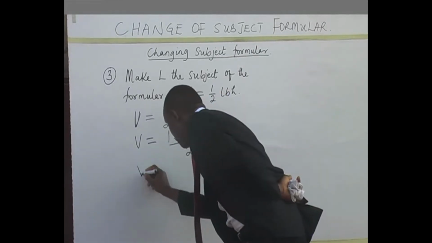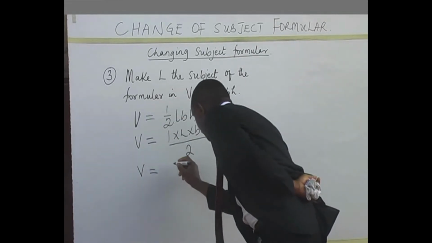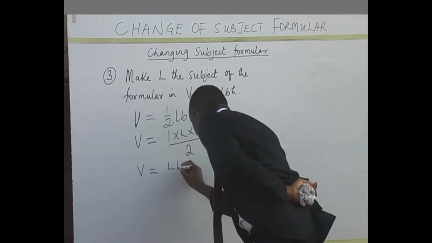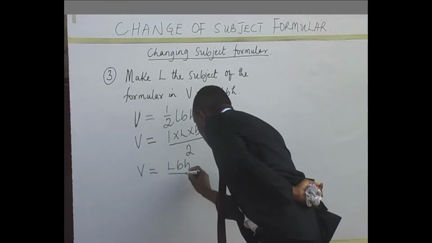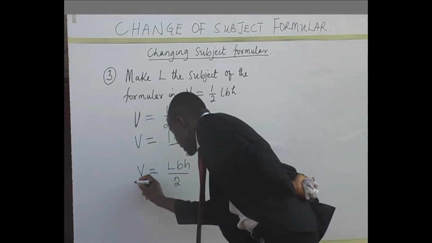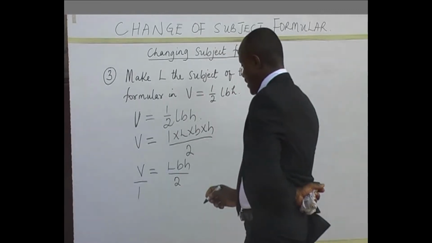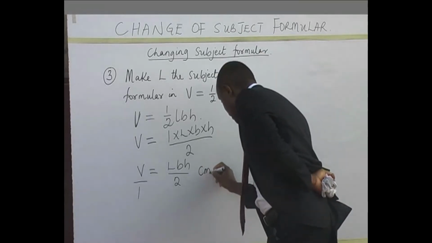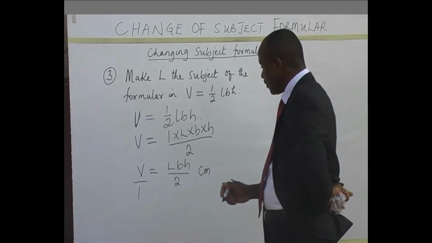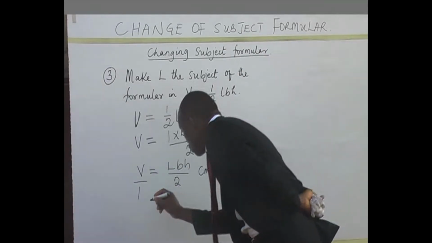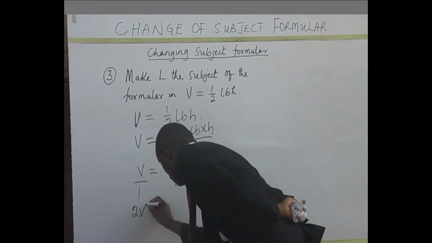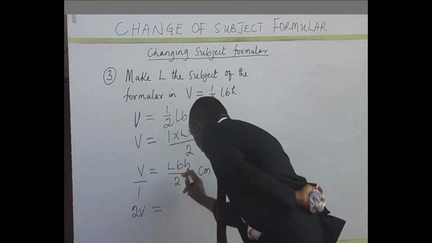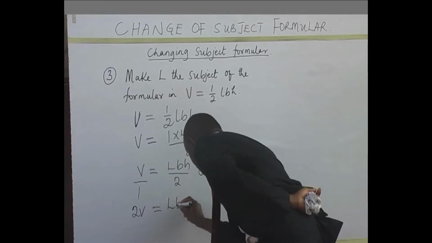It's going to give you V is equal to 1 times anything is that thing. So you have LBH all over 2. You can still have this as all over 1 as its fraction form. The next thing is cross multiply. V times 2 will give you 2V. You have 2V is equal to 1 times LBH will give you LBH.